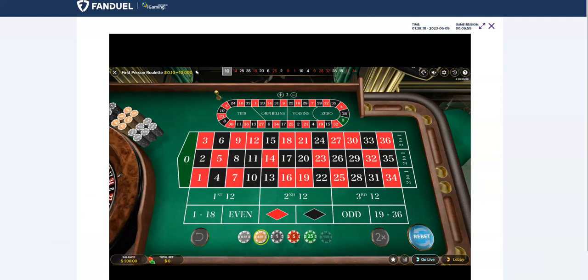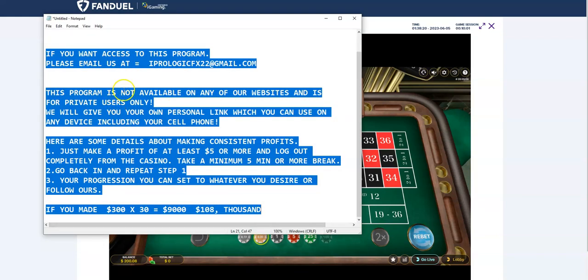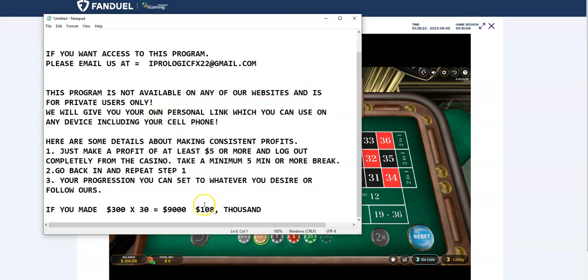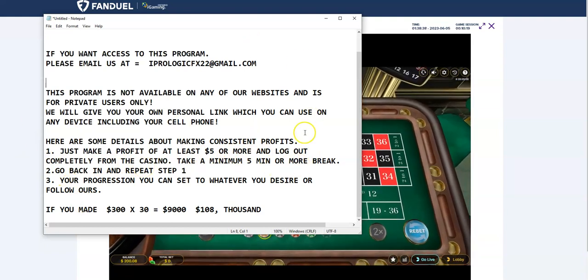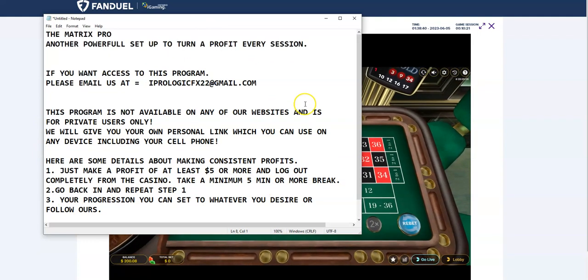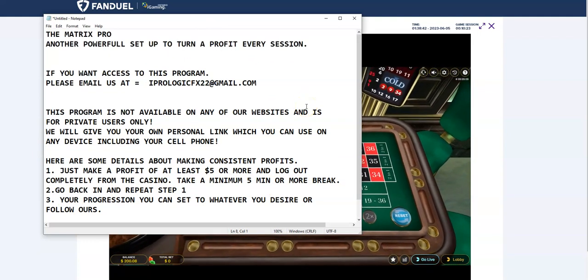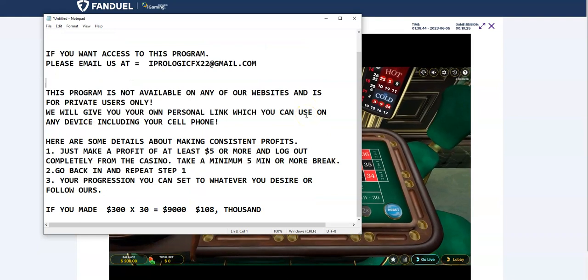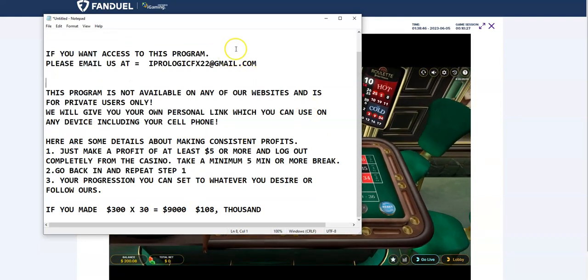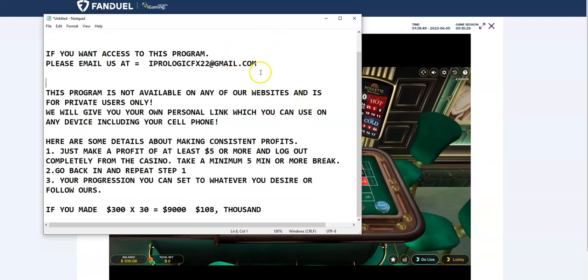And I try to tell you guys, if you've noticed on this, I've said that if you made 300 a day times 30 days, it's $9,000 a month. It's 108,000 a year. But just make a profit of at least $5 or more and log out completely from the casino. Take a 5-minute break, come back again, and keep doing it. If you did this all day long, you're going to be successful in making some serious money. But you have to know when to stop. Just take a break and get out of the casino.